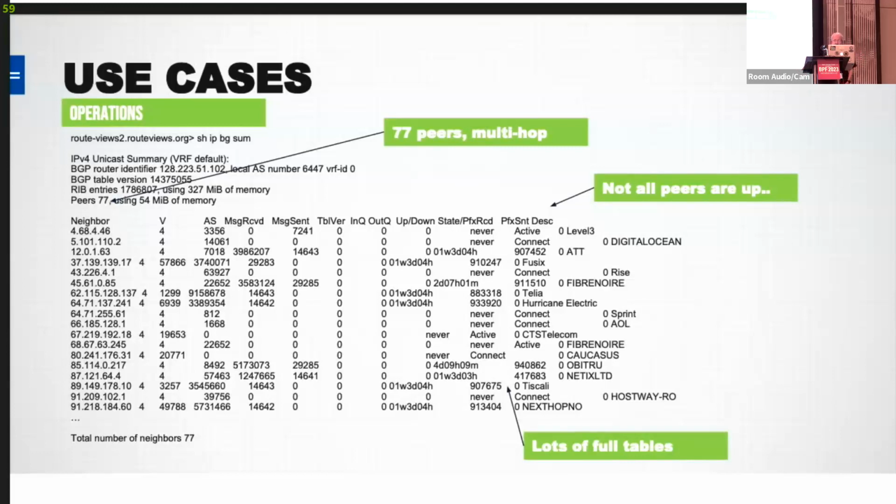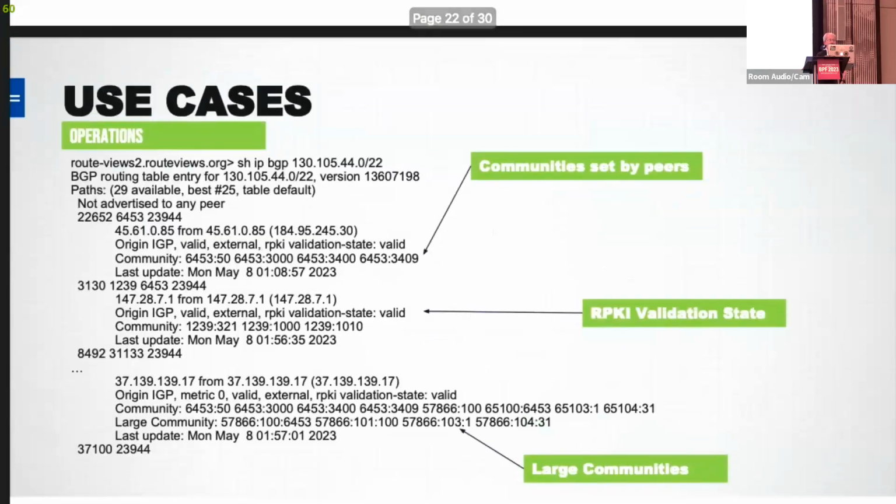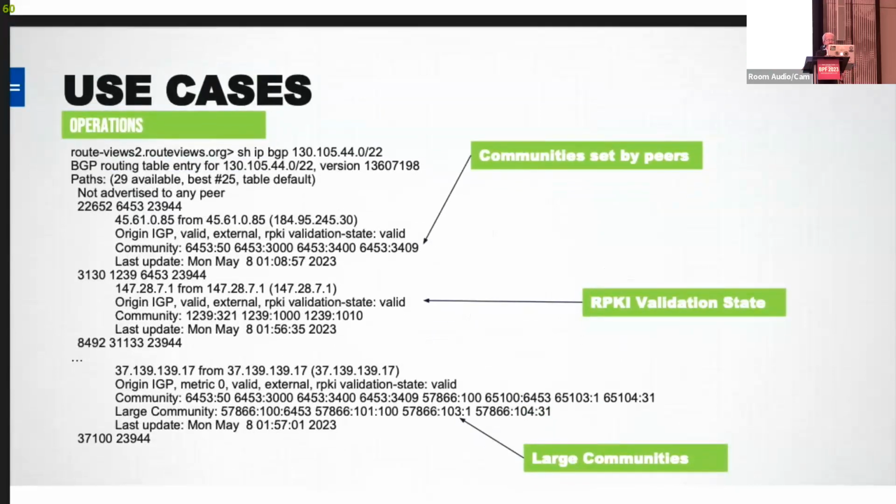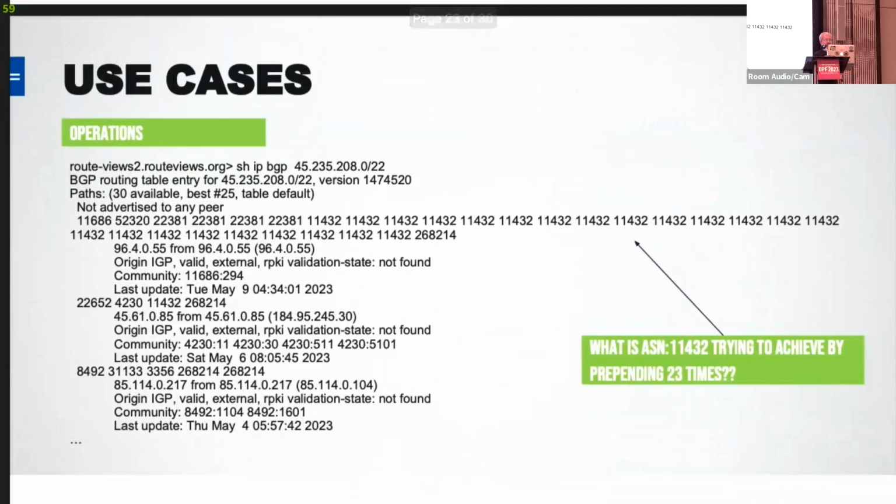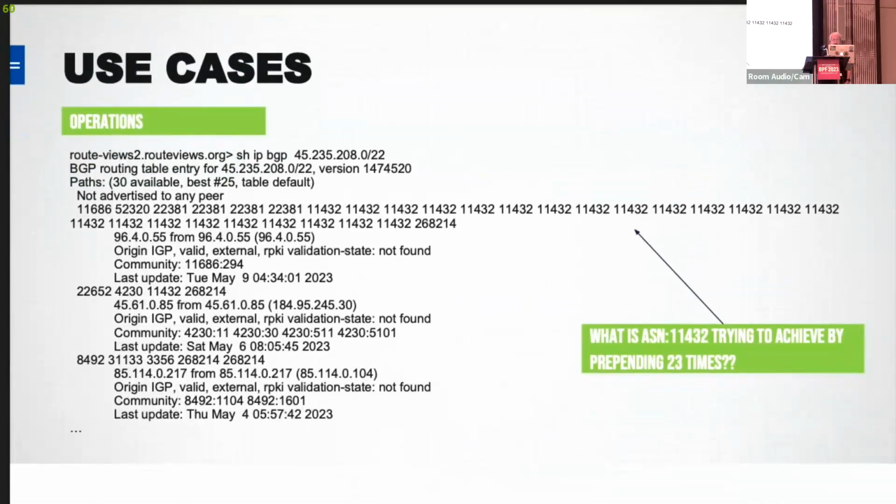I'll just give you an example here when you look at this one that's older than most. Digging deeper, you see all the communities are preserved. Large communities are also preserved in the archive. And with RPKI turned on, you can see the status, in this case valid, which is a great tool. Another anomaly, just poking around: here is AS 11432 getting prepended 23 times.